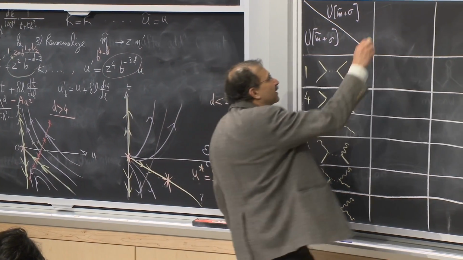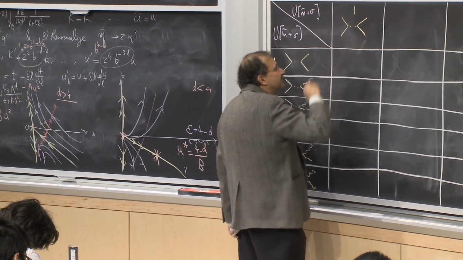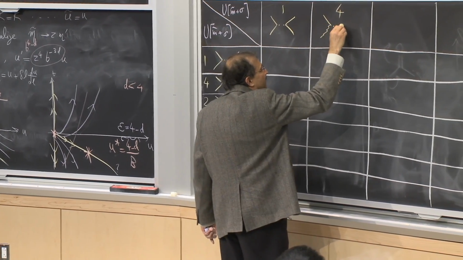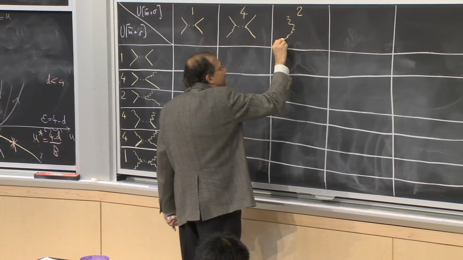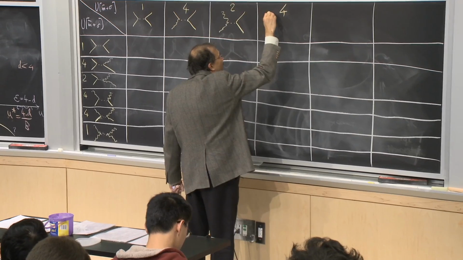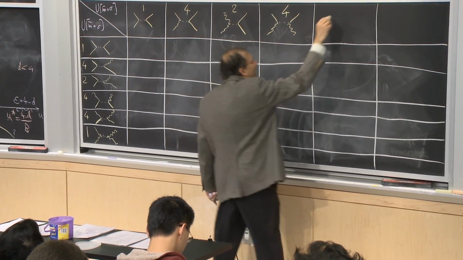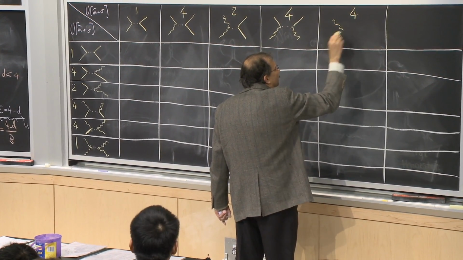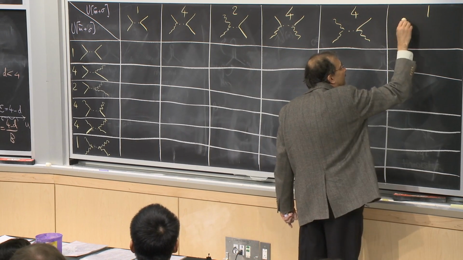On the horizontal, I will have the same thing. I will have 1 of these. I will have 4 of these. I will have 2 of these. I will have 4 of these. I will have 4 of these, and 1 which is all wavy lines.